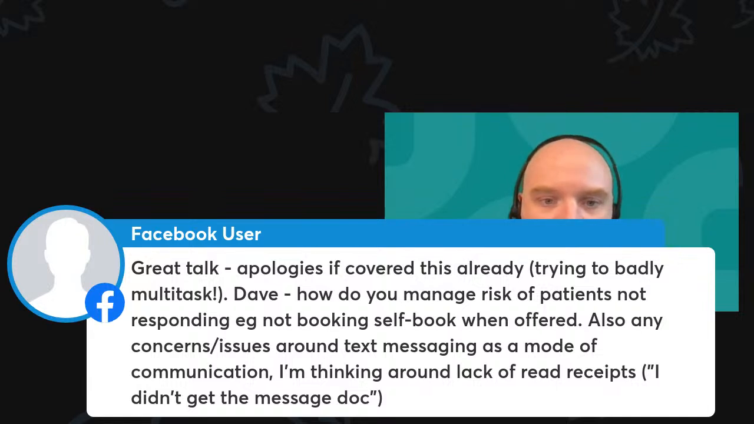It sounds like it's one of our busy colleagues trying to multitask by watching this as well as answering questions. But effectively, how do you manage the risk of a patient not responding? For example, when you send a self-book link, in terms of patients not engaging with it, and obviously the fact that SMS doesn't have read receipts, for example. So I think they're asking, is there a way that you can think of that manages some of this?